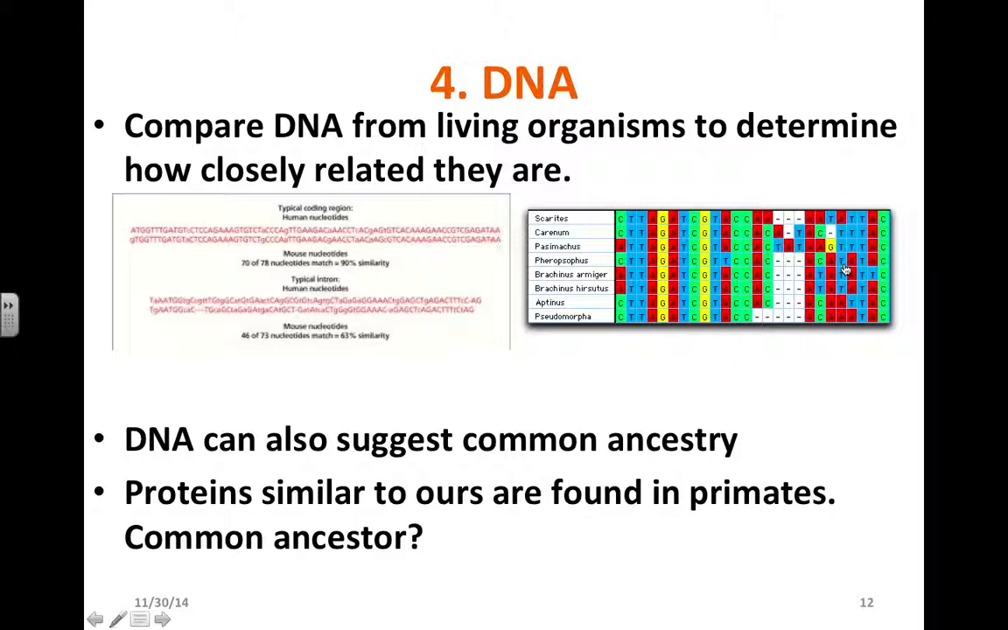So common ancestor, perhaps. The DNA code in primates is very, very similar to the DNA code in humans. So that's the idea. Those are the four pieces of evidence for evolution. And so now let's get to some activities.